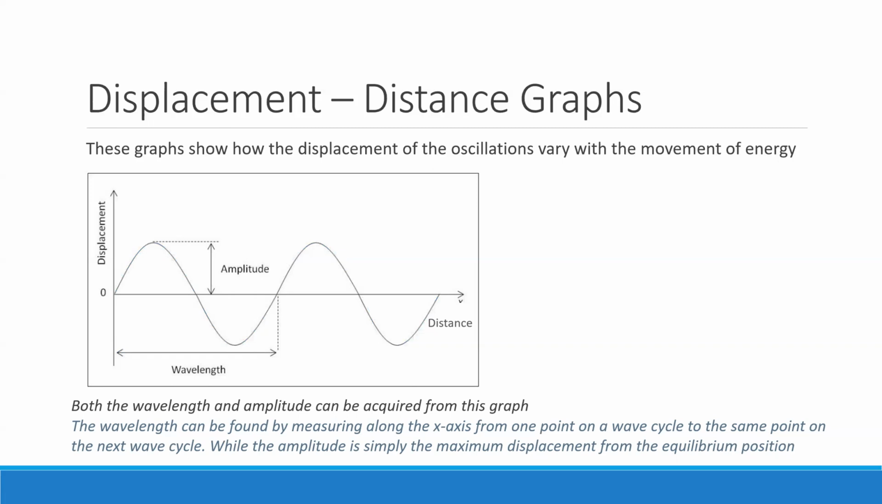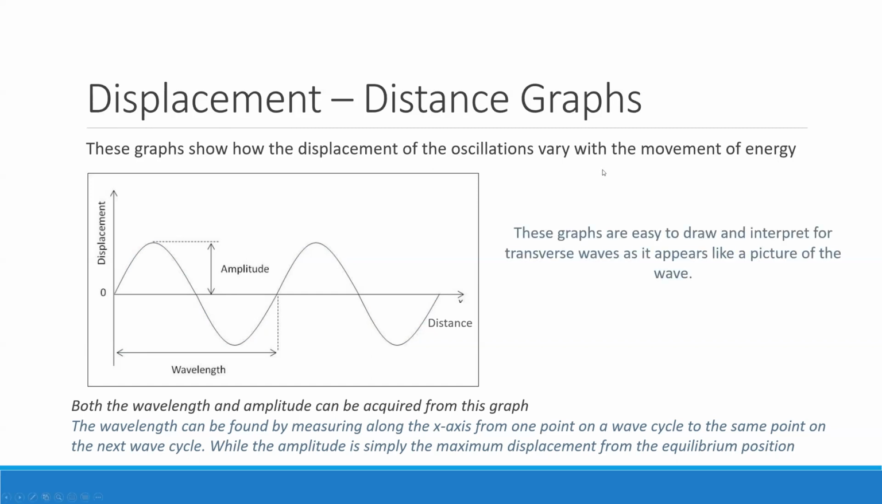Okay. Is the graph for both types, like transverse and longitudinal? Yeah, it's for both transverse and longitudinal. So you could have a displacement distance graph for transverse waves. For transverse waves, it's very, very simple, because it looks just like how the wave looks in real life. Whereas for longitudinal waves, it's a lot more complicated, because in a longitudinal wave, it's oscillating in the same direction as the wave is moving. So we're going to have to be a little bit clever when we draw these for longitudinal waves, which you're going to see shortly. But yes, they are for both.